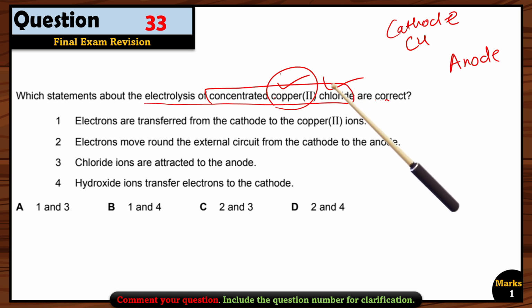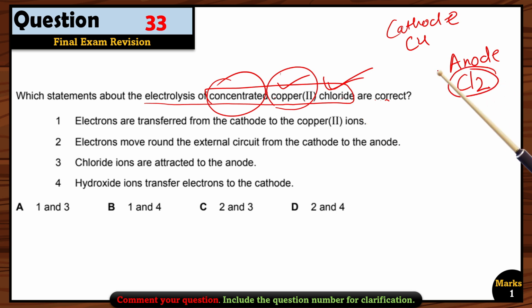But here it is chloride ions now. What are you going to get? Of course, you will get chlorine gas. It is concentrated and it's a halogen. So whenever the solution has a halogen and the solution is concentrated, you are probably going to get that halogen at the anode, okay? So with concentrated copper chloride, you are going to get chlorine as a product at the anode. So now let's see one by one which options are right.